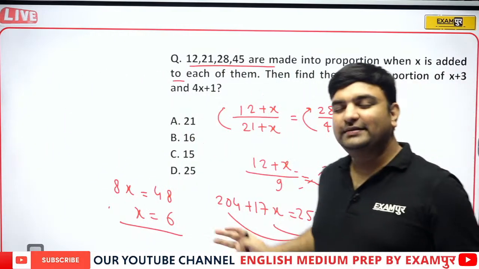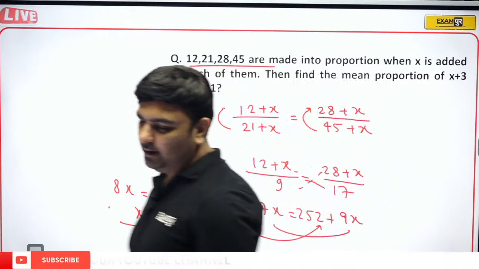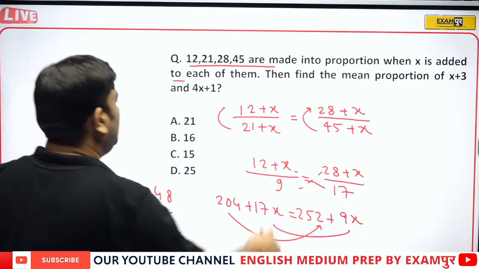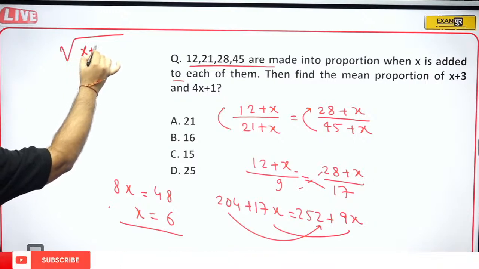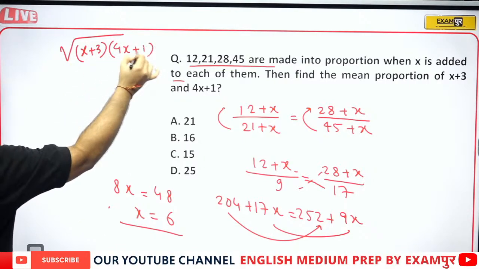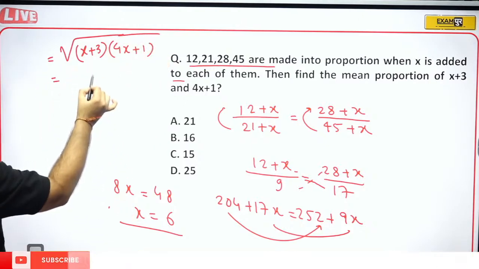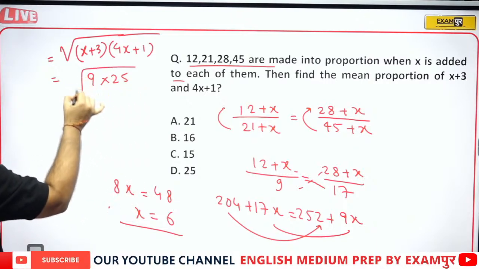Guys, these are the calculations you should be doing very frequently. What is the mean proportion of x plus 3 and 4x plus 1? 6 plus 3 is 9, 6 fours are 24 plus 1 is 25.